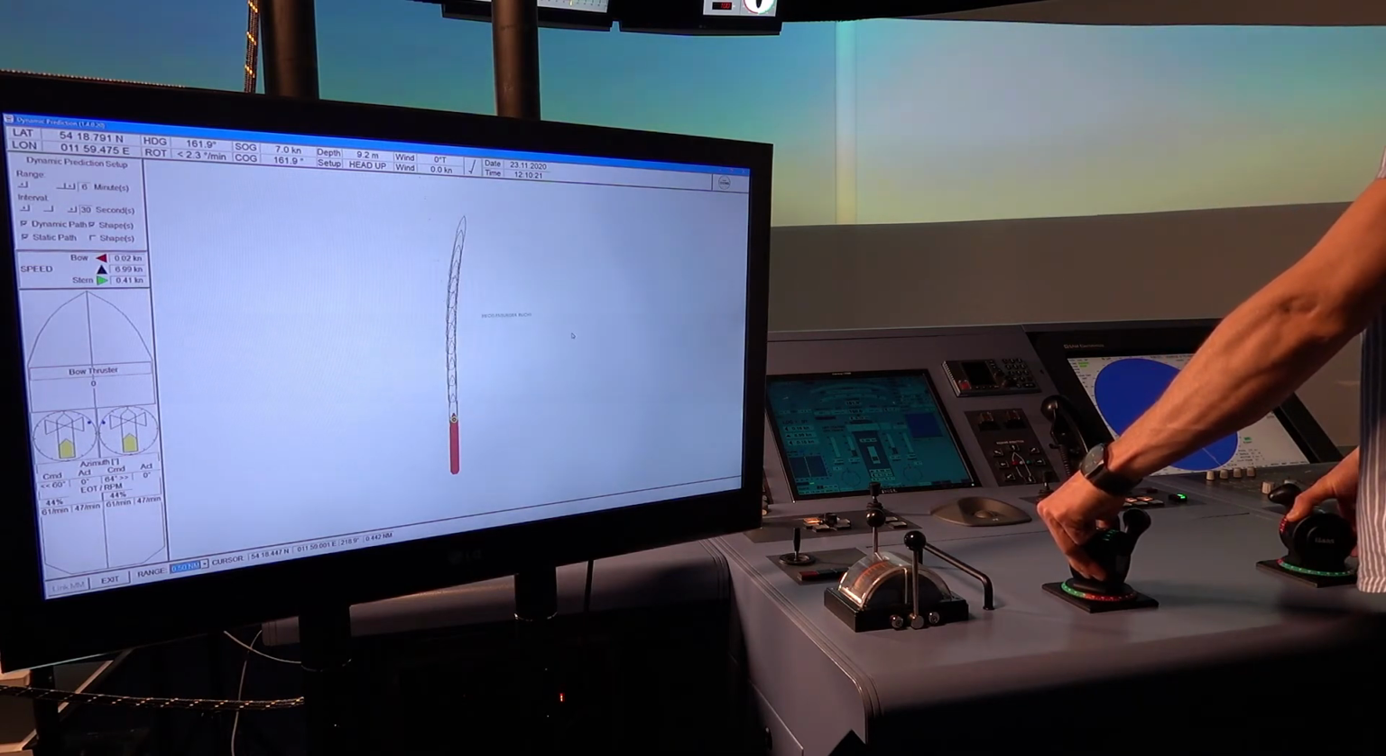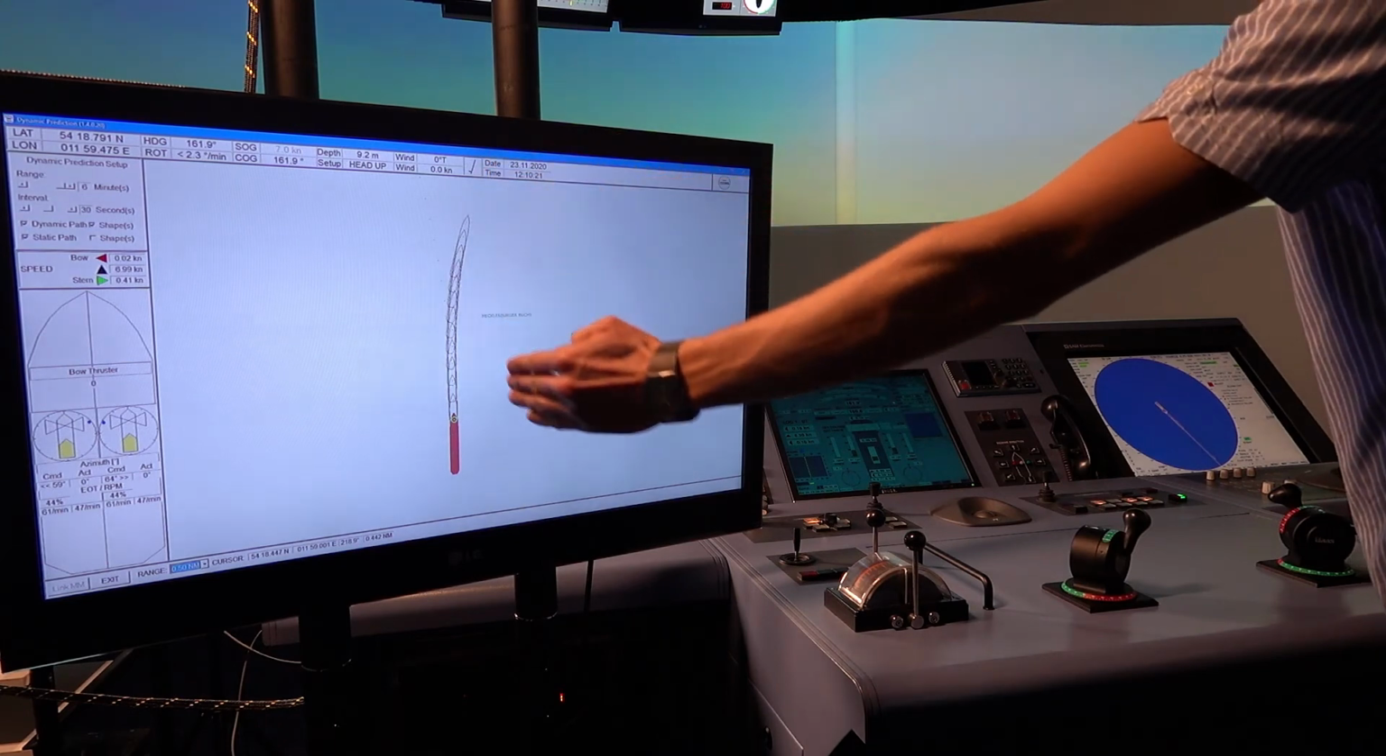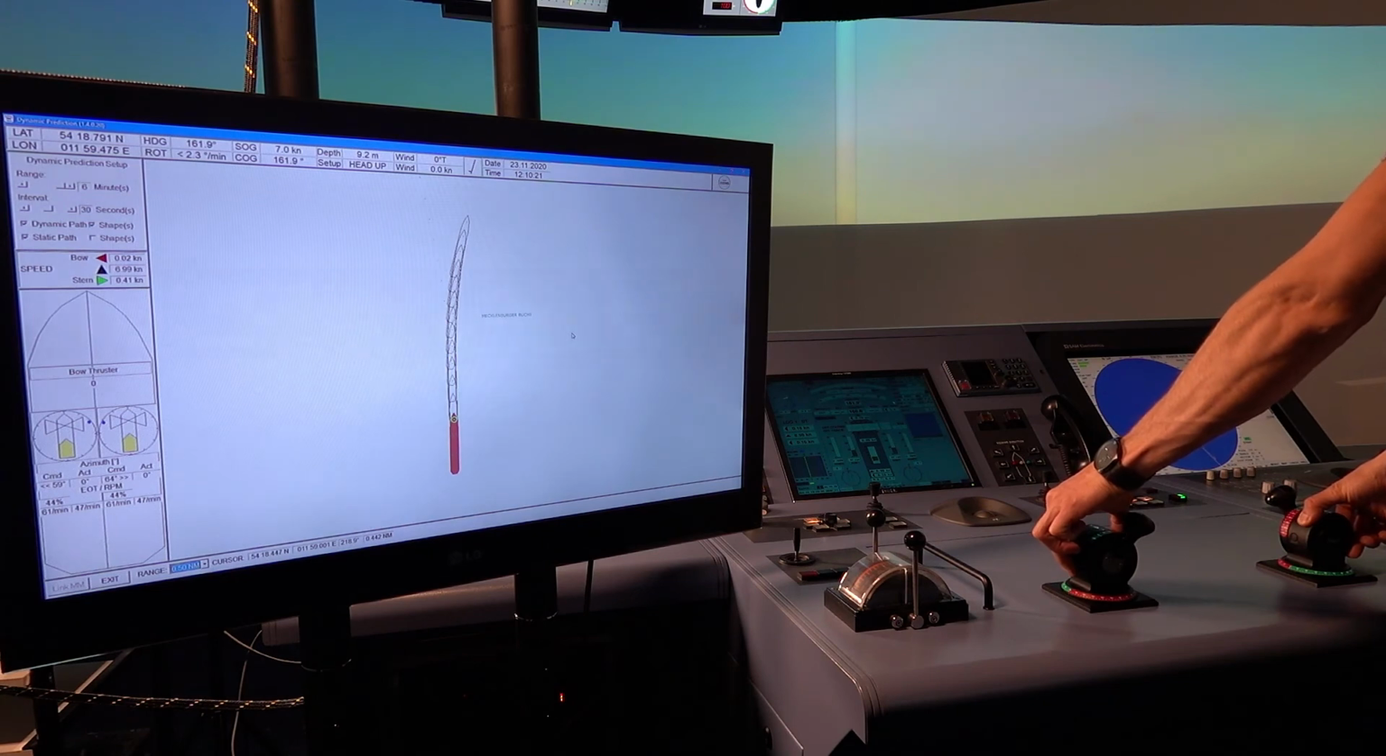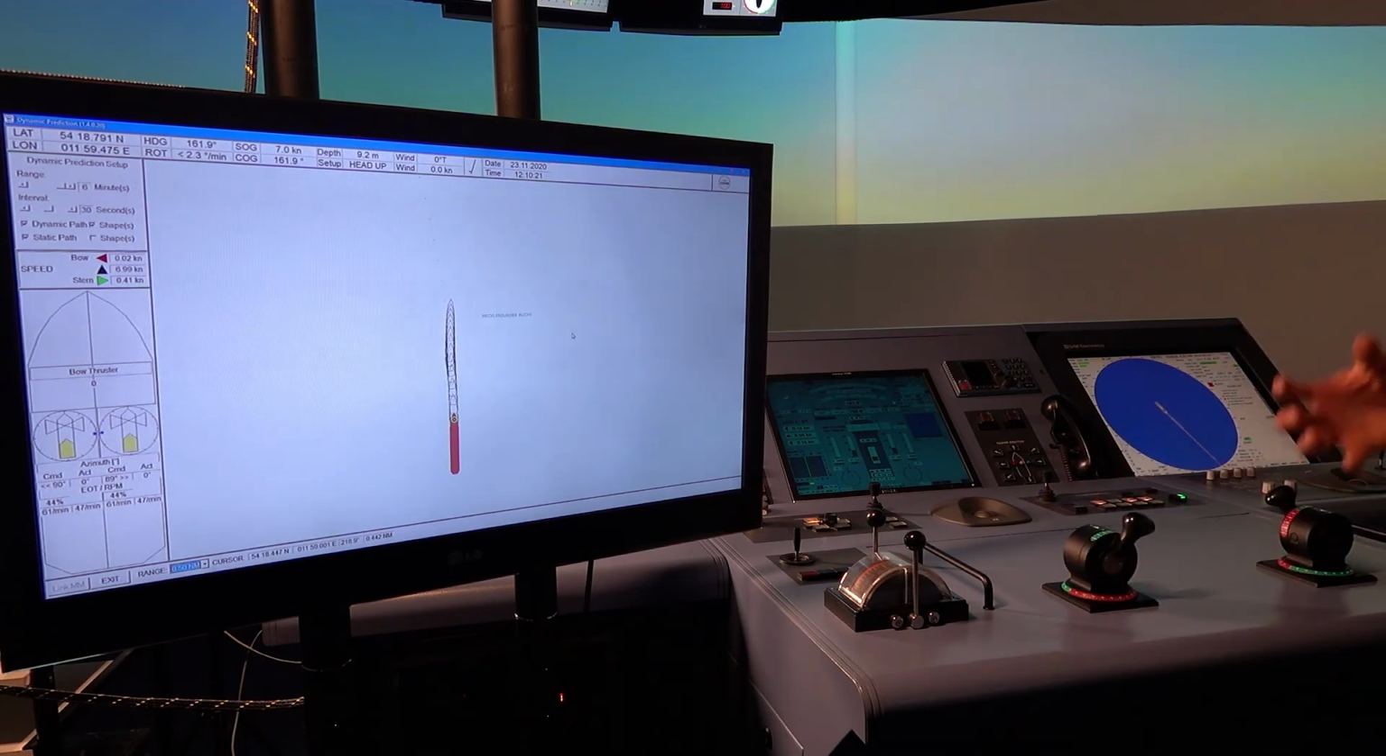the speed drops faster. We can see that by the prediction shortening, by the shapes moving closer together. Both in 90, this has the maximum drag force, and this is a passive stopping of the vessel.